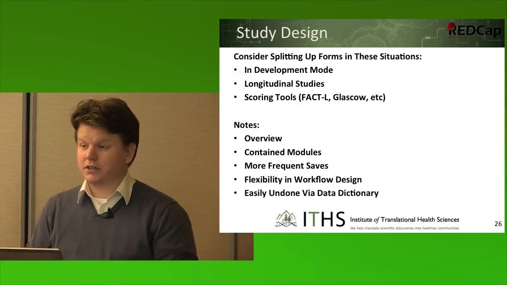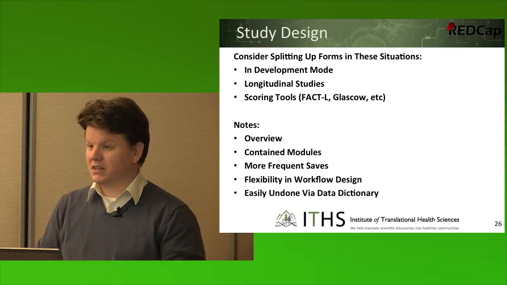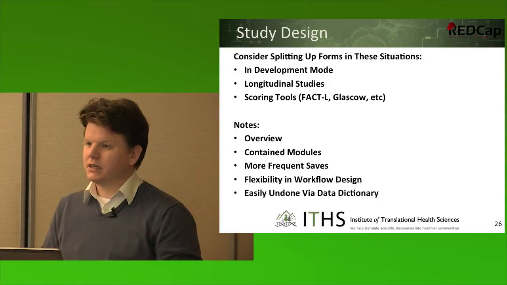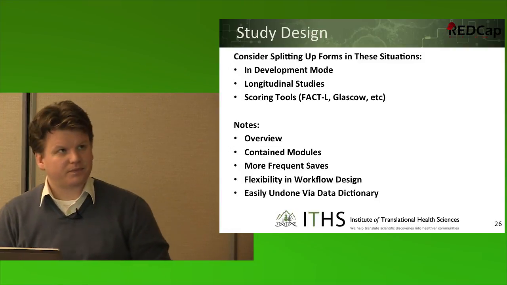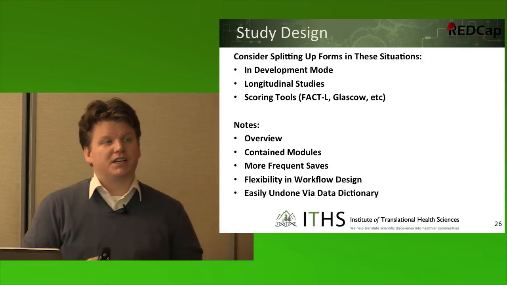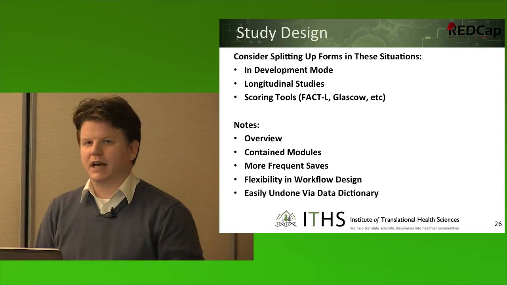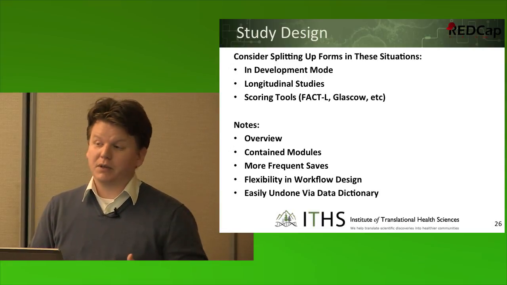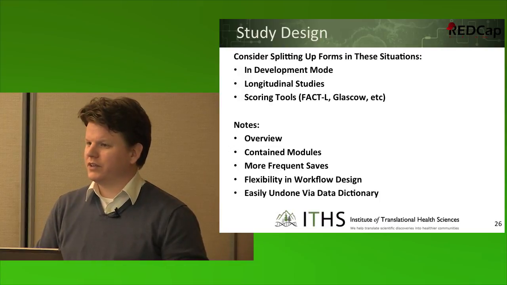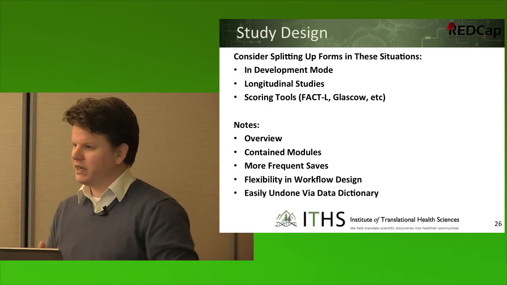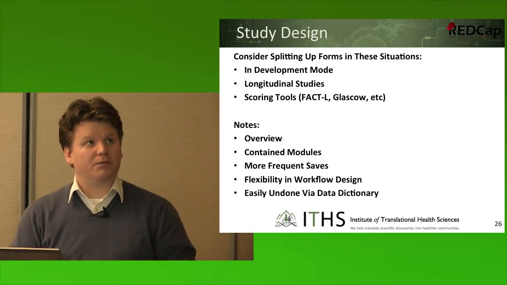For longitudinal studies, splitting up forms is also highly recommended, mainly because you can mix and match different forms with different events, so you don't get unnecessary duplication. And if you want to test out or build any scoring tools, make a separate form for that. You can integrate them in existing forms. However, sometimes people get confused while they're doing data entry, saying, okay, where does the scoring tool begin and where does it end? So having separate forms helps remediate that.